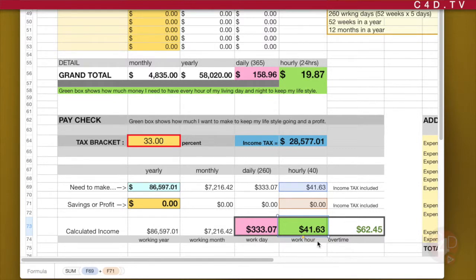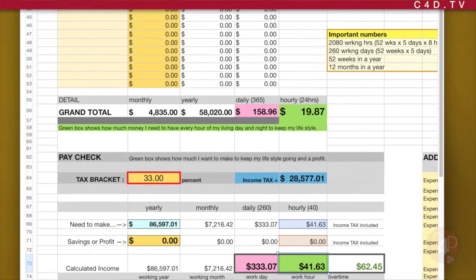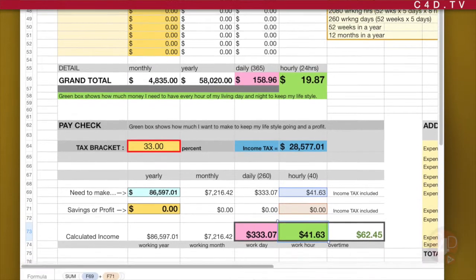When I talk about work hours, like in this part over here, that means I'm talking about 40 hours a week. So if I work 40 hours a week, every single hour I should make 41 and 63 to have this style of living. Okay, so just like I said before, these numbers are going to change depending on the data that you put in the expenses above in here.